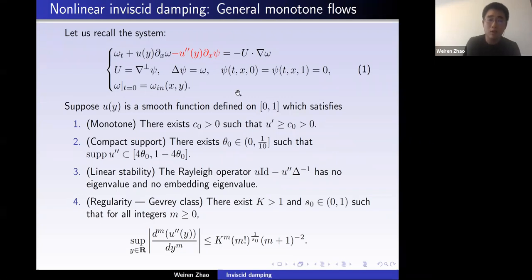The first thing is I want to give the profile of this shear flow, which is of course monotonic. And the second one is the compact support. The U double prime has compact support. This is a very technical assumption that we want to avoid the boundary effect. The third one is a classic linear stability assumption. And the fourth one is a Gevrey regularity assumption. Formally speaking, U double prime is in Gevrey S space.